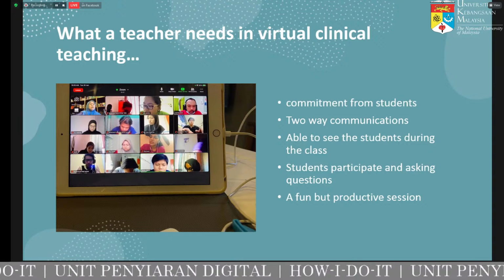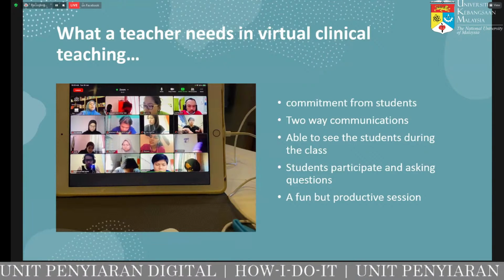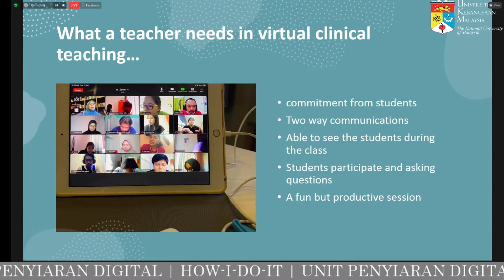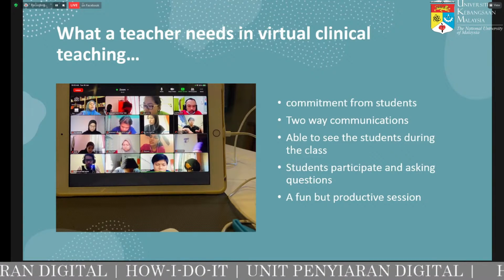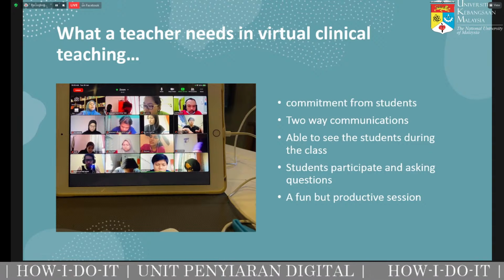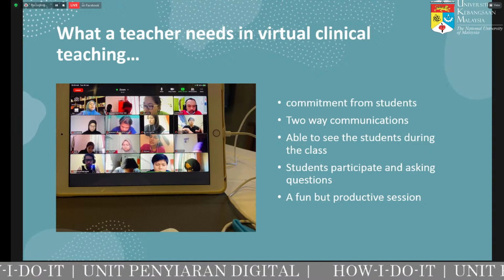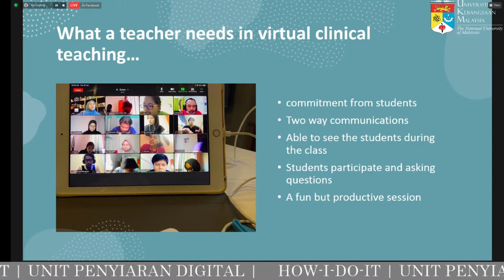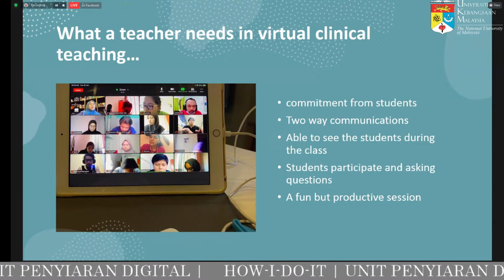They want to participate. They want two-way communication, but they don't want to see you. You want to see the student. So my first tip is that you need to see the student. Ask the student to show their face, however unstable the system might be.